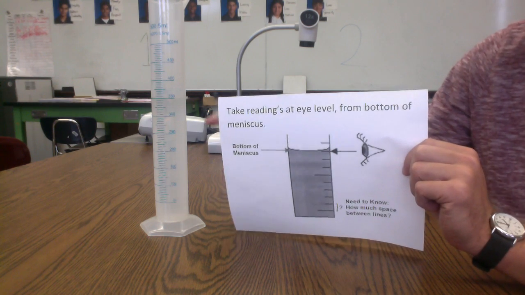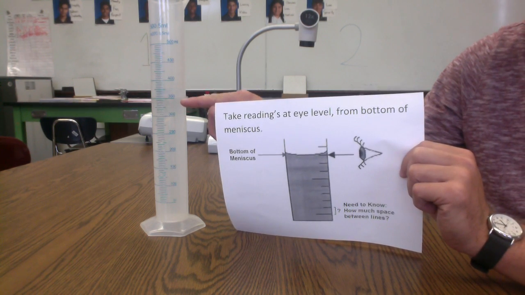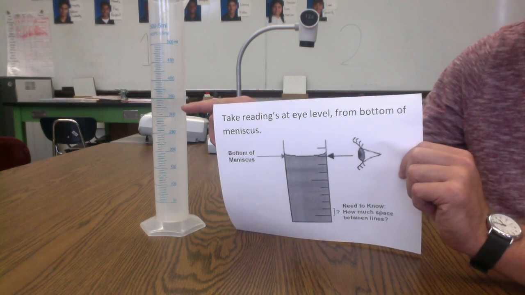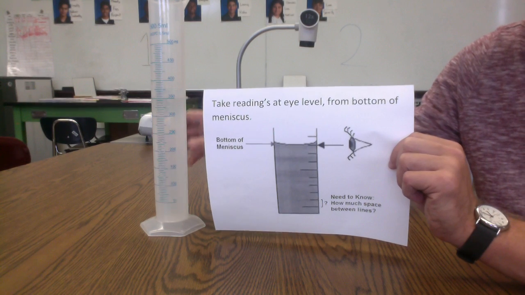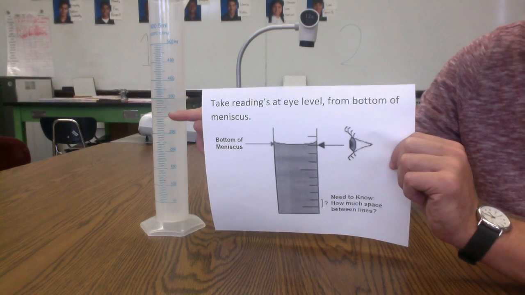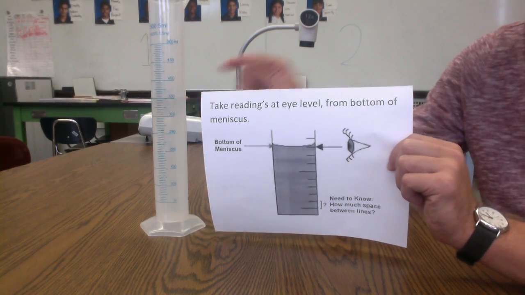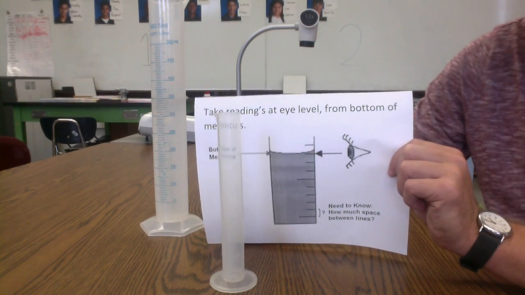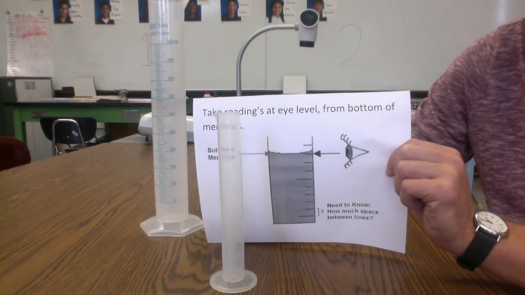The last thing to note is that not all of these lines on the graduated cylinder have numbers next to them, and so you will have to figure out on your own how much space is in between each line, how much each line is counting up by. So for this really large cylinder, each line is worth 5 milliliters, but on some smaller cylinders, each line might only be 1 milliliter or 2 milliliters or even smaller than that.